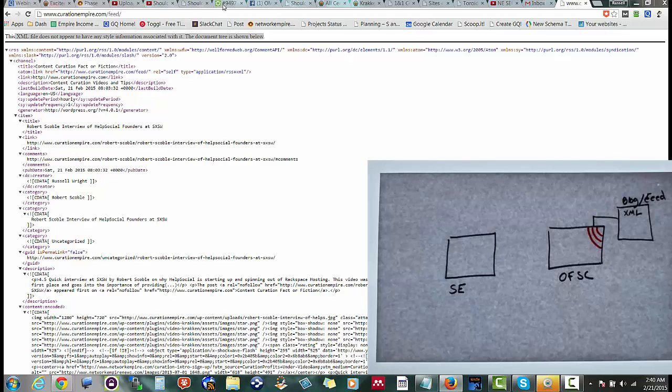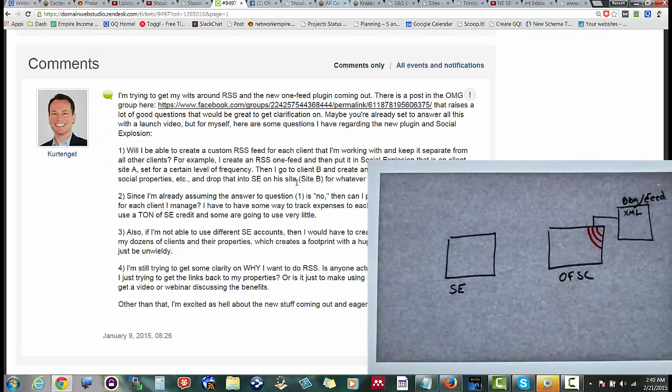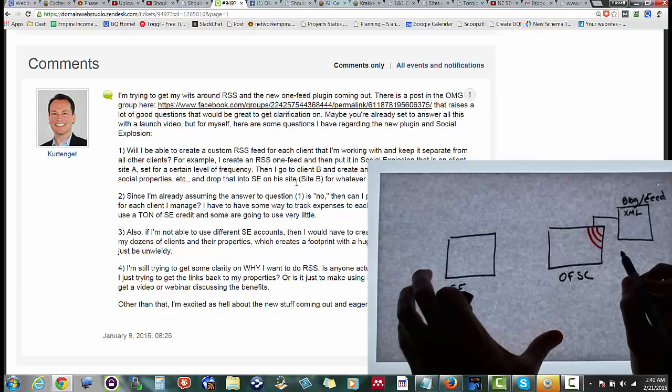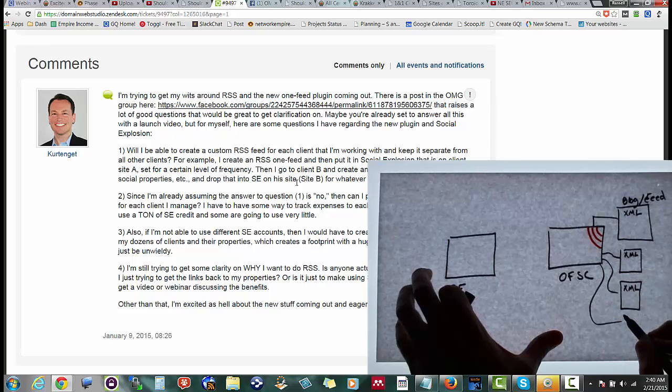Okay? So to answer Kurt's question, it's pretty important to understand that One Feed Supercharger was only designed to help you create multiple feeds, okay, and multiple pages like this. You can create as many feeds as you want. And that's what makes it kind of cool. Okay. Not only that, you can blend as many things as you want.